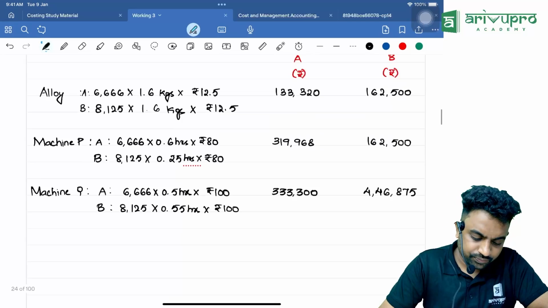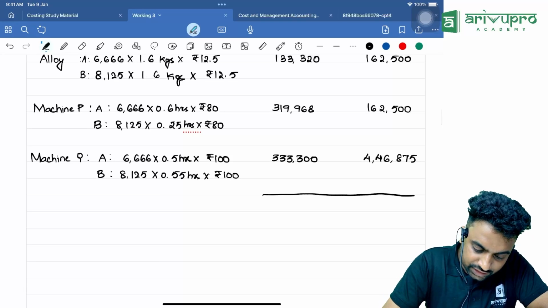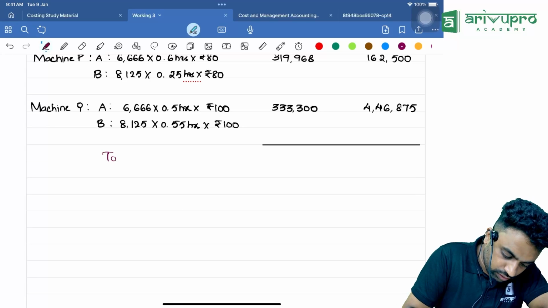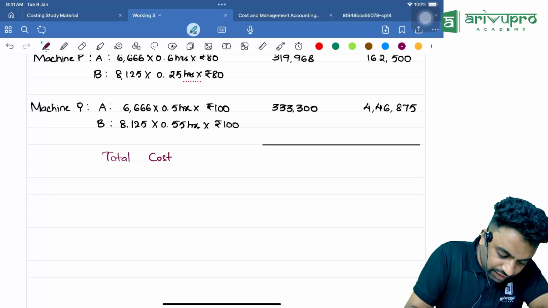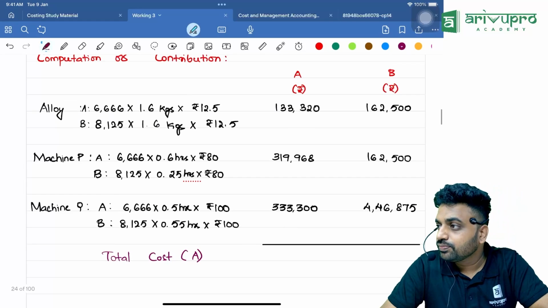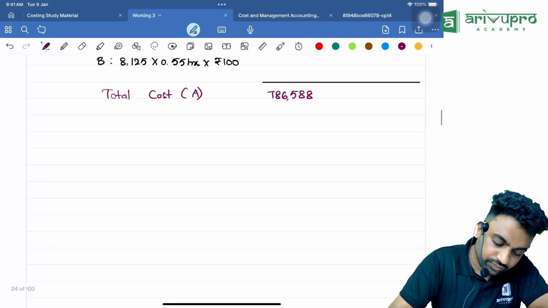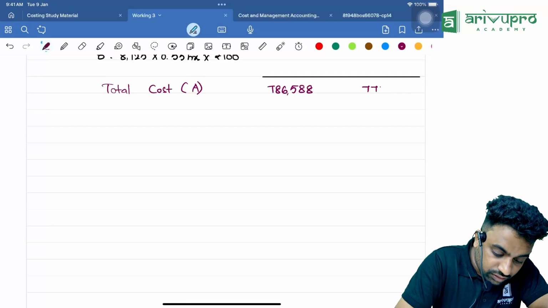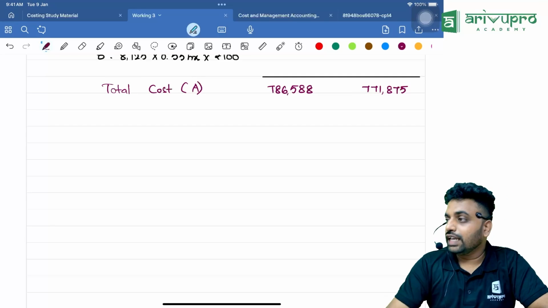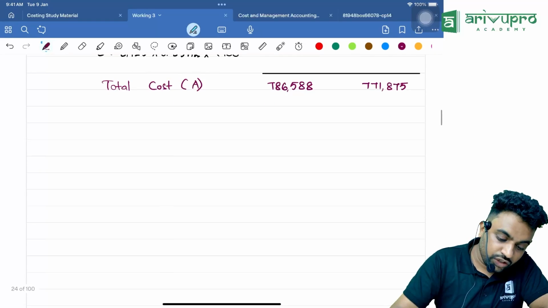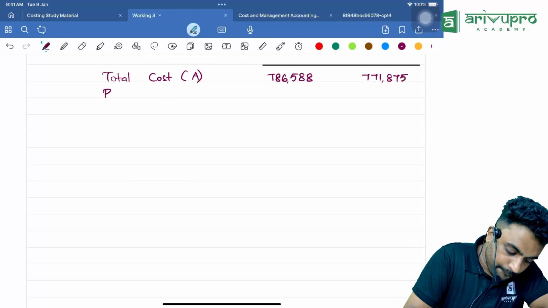I hope only so many costs are there, no? No other cost? Okay. Now tell me how much is the total cost? Let me take it as A. How much, sir? First one? 7,86,588. Next one? 7,71,875. That will be our total cost. Next, revenue.